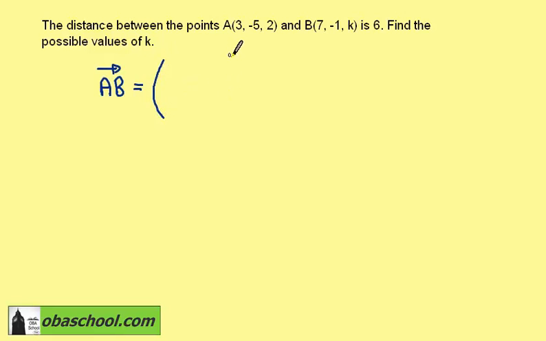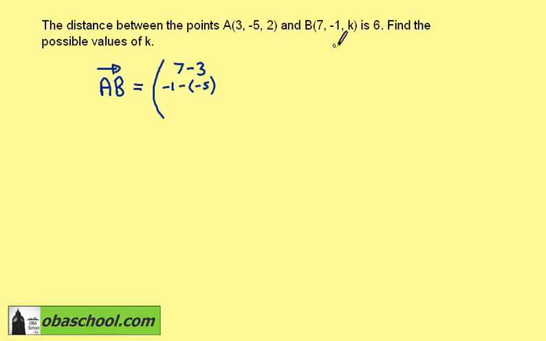If we look at the x-coordinates, for A it's 3 and for B it's 7. We can see that we need to go along by 4. The calculation that gives us this is 7 minus 3. Looking at the y-coordinate, we have -5 and -1. Once again, we'd need to go along by 4. The calculation that gives us this is -1 take away -5.